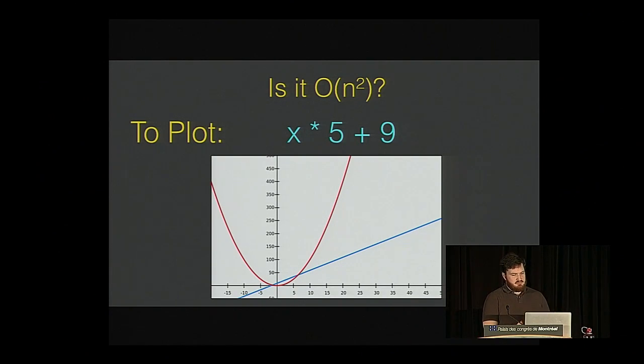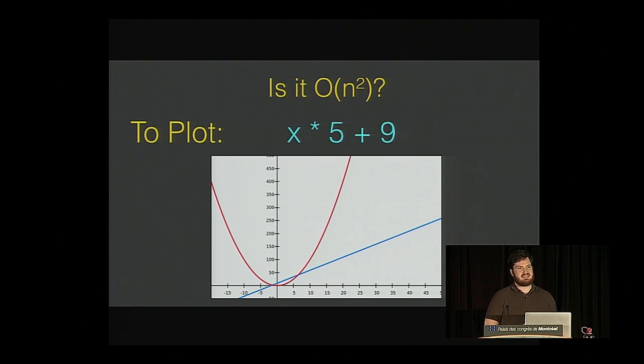And so this is plotting x squared as the red line. And you can see that, yeah, actually, for values greater than 6, this will never cross. So it is true that this x times 5 plus 9 is an O of n squared operation. It just also happens to be an O of n operation. So that's to say that it is true to say that something is a higher degree of complexity. It's just not the best answer.